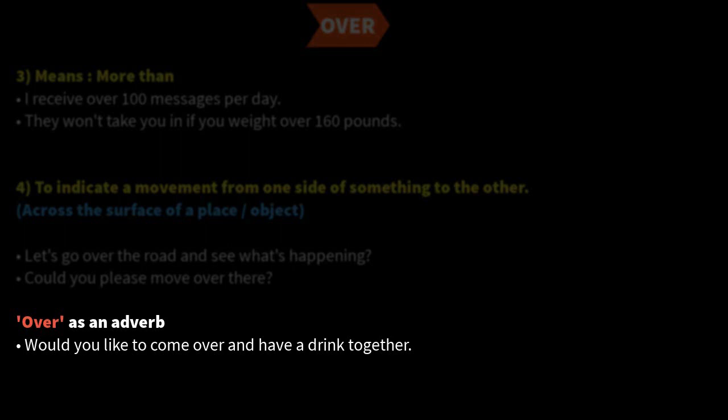Would you like to come over and have a drink together? So after this word over, we don't have a noun. It's working as an adverb here, talking about the place. Come over, working as an adverb. And not only can it work as an adverb, but also it can work as an adjective. Let me show you how. The game is over. Over here, my friend, is an adjective. The game is over. That means it is finished. Right? So that's how we use over.